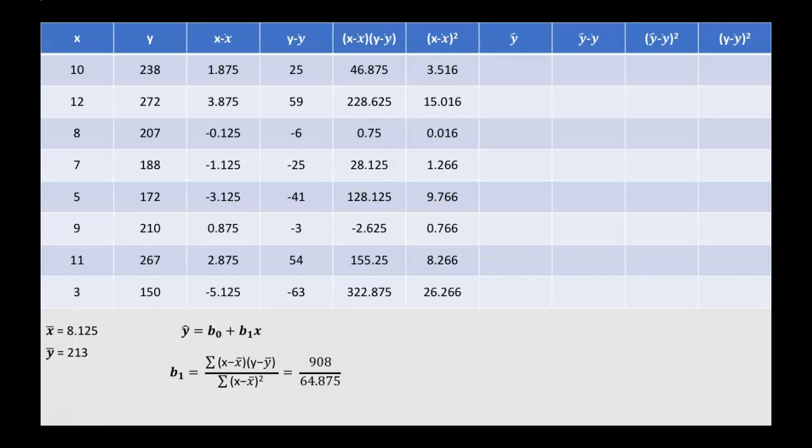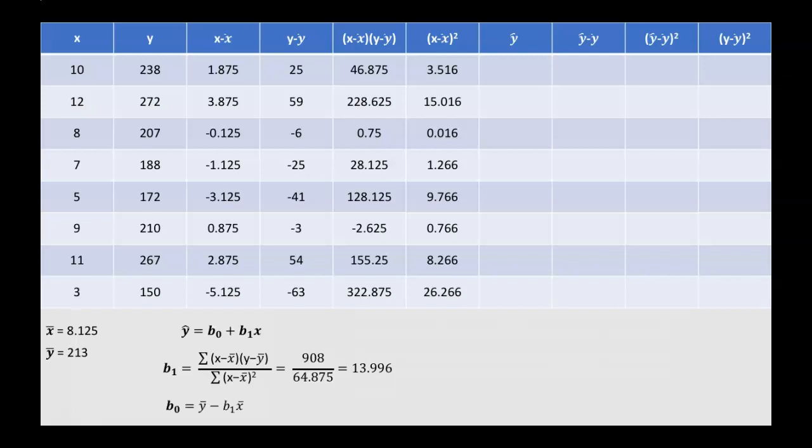So if we sum up those columns, we'll get 908 divided by 64.875. Now, we divide those two, and we get a slope of 13.996. So that's going to be our slope for our regression line.